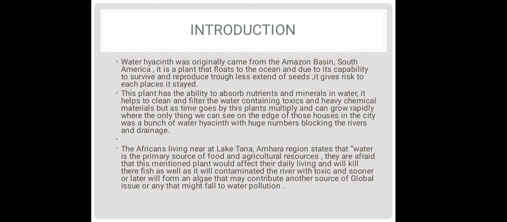The Africans living near Lake Tana state that the water is the primary source of food and agricultural resources. They are afraid that this plant would affect their daily living and kill their fish, as well as contaminate the river with toxins, and sooner or later form algae that may contribute to another global issue, or fall under water pollution.